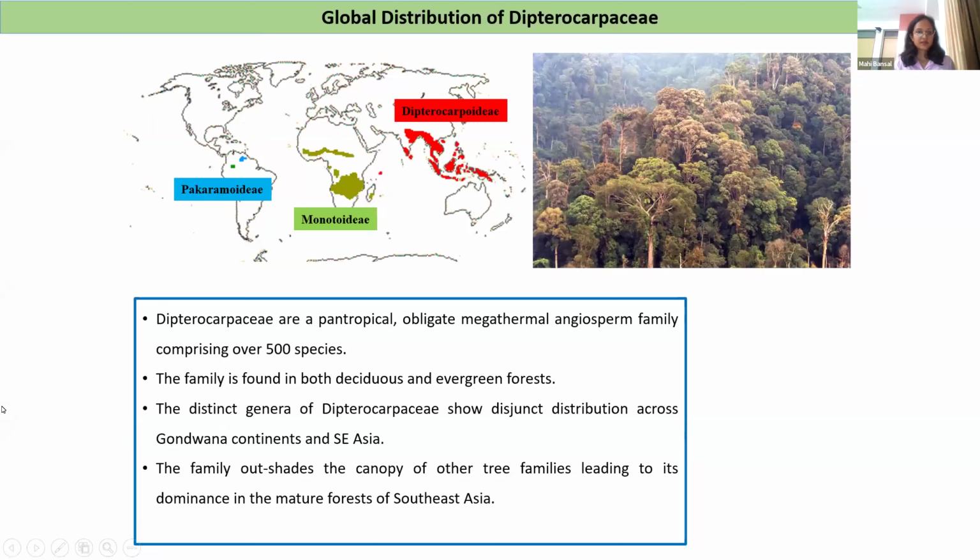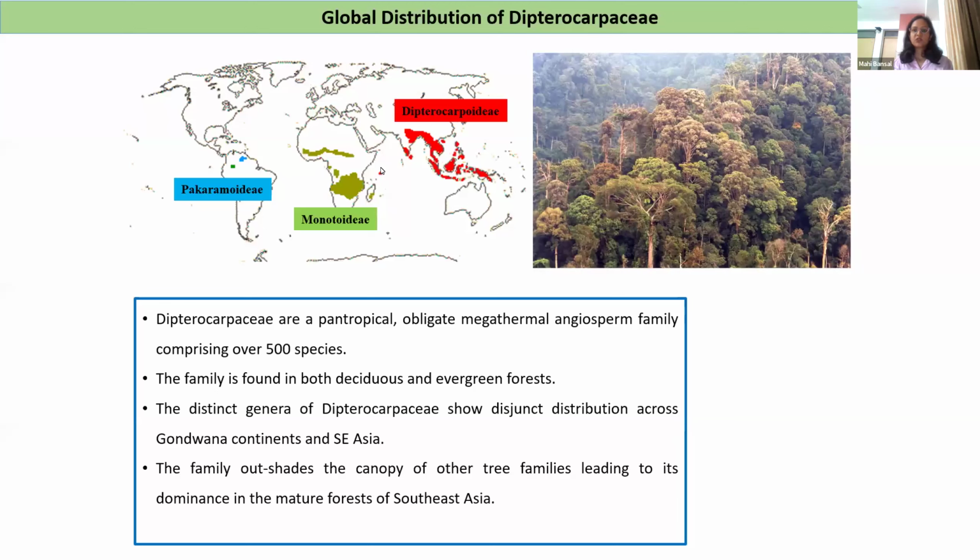Okay, so Dipterocarpaceae is a pantropical megathermal angiosperm family that is subdivided into 3 subfamilies. Pakaraimoideae, which is endemic to South America, then Monotoideae, which is restricted to South Africa and Madagascar. Then the most diverse subfamily Dipterocarpoideae, which is distributed in South Asia and Southeast Asia, and one of the species is also distributed in Seychelles.